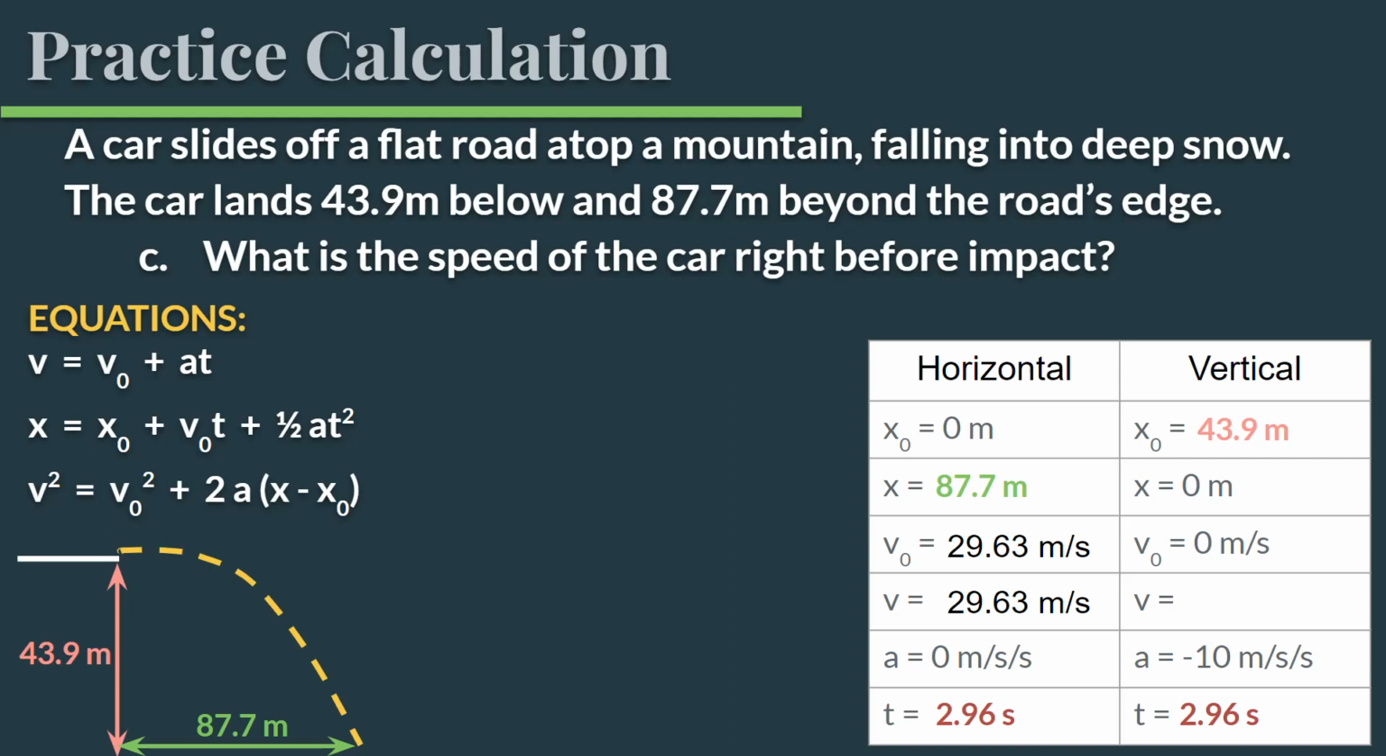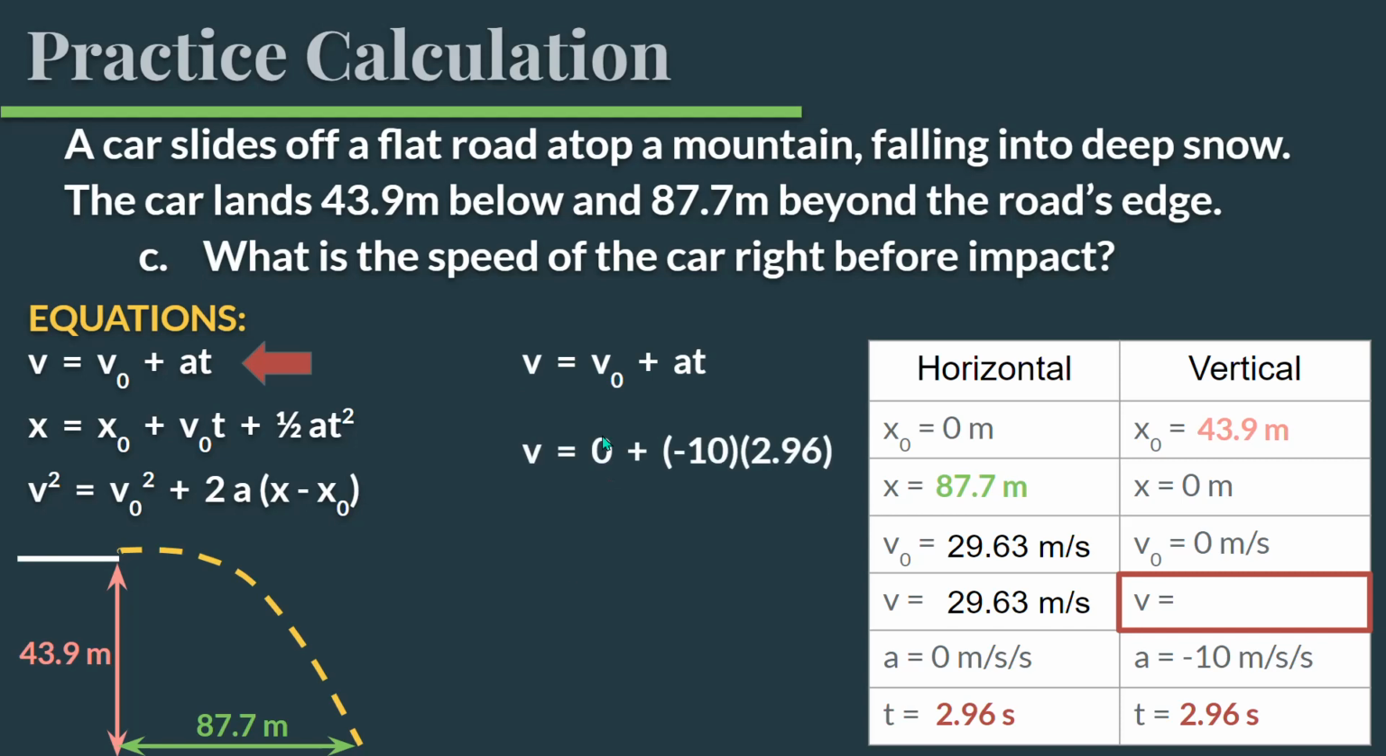Okay. All right, so let's go ahead. We need to find this velocity on that vertical side. And again, if I'm solving for something on the vertical side, I only get to use values from this side. I'm going to use the first equation. It's the easiest one to use for this. You could use this one, but again, this is easier. V equals V naught plus A times T. I don't need to rearrange it. It's already set equal to V. So let's go ahead and substitute in 0 plus negative 10 times 2.96. That is just negative 29.6 meters per second. Okay, so now I have my vertical velocity.